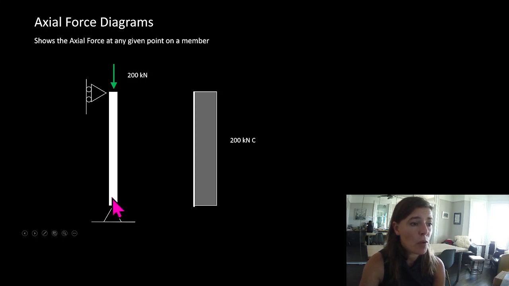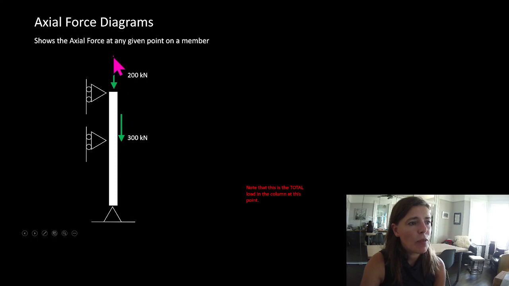The sum of our forces in the y direction, if this was our reaction in the y direction, would be 200 kilonewtons. That makes sense. We're pushing down with 200, so we've got to be pushing up with 200. If we cut through here at any spot and drew our unknown as a tension, we would find it was actually a negative number, telling us it was 200 kilonewtons of compression. So anywhere along the length of this member, we have 200 kilonewtons of compression.